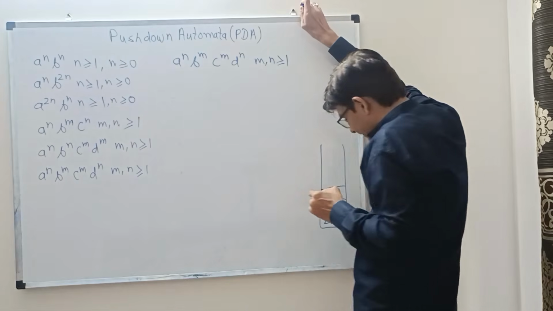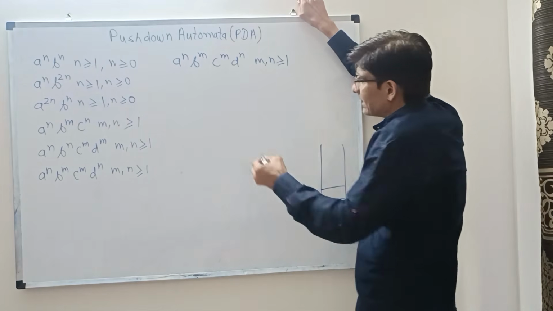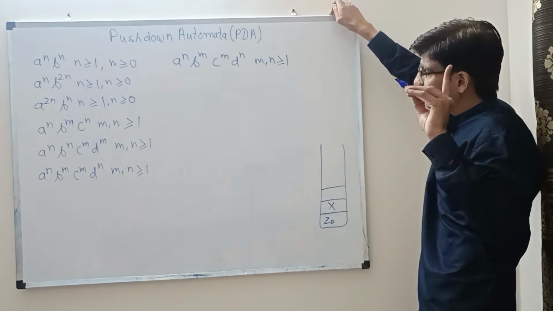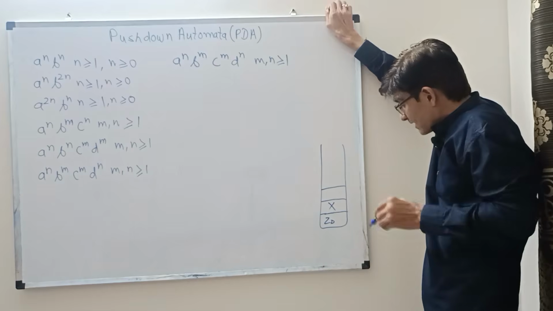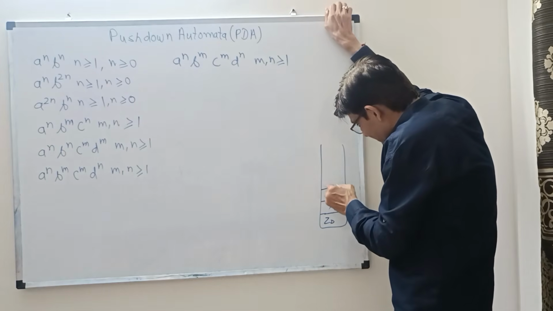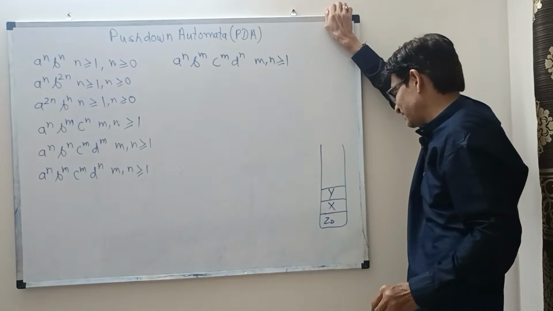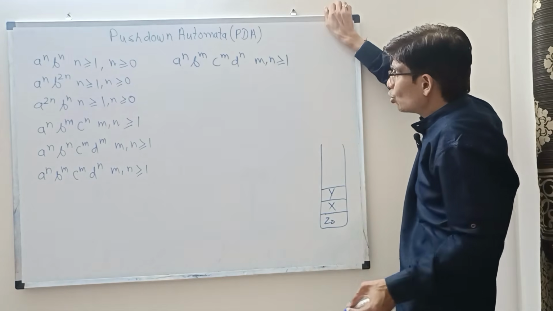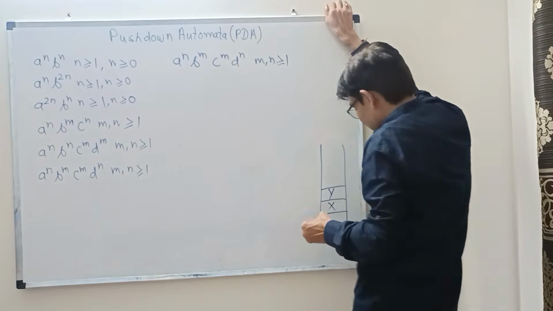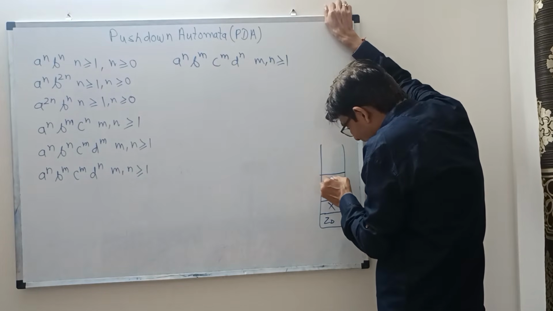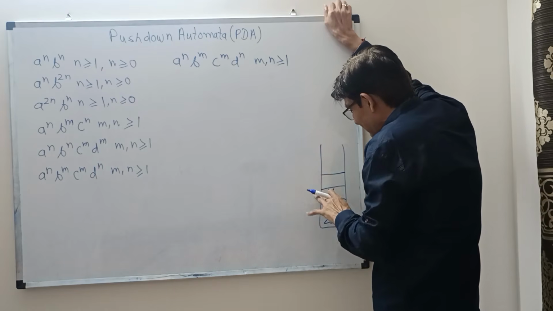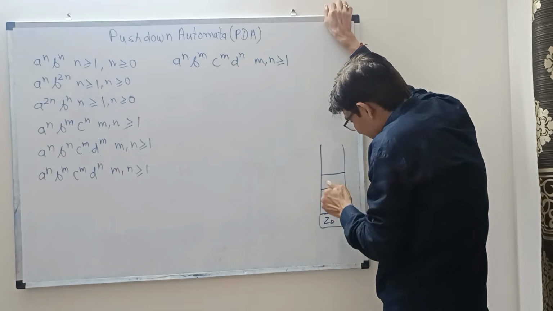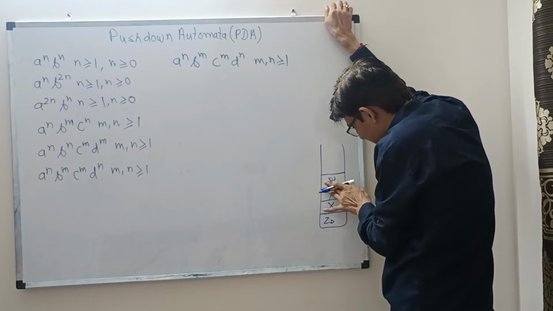Now what our idea is, when we are reading A, we will push one X into the stack. And when we are reading B, we will start pushing Y into the stack. Now when we are reading C, we will pop Y. When we are reading C, the stack top must be Y, and if it is Y, then we will pop this Y from the stack.